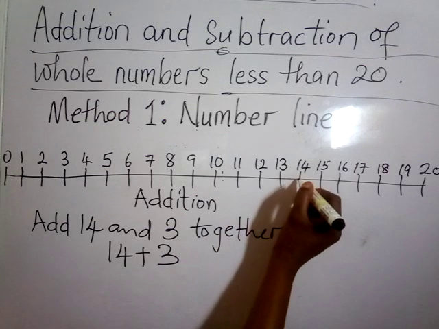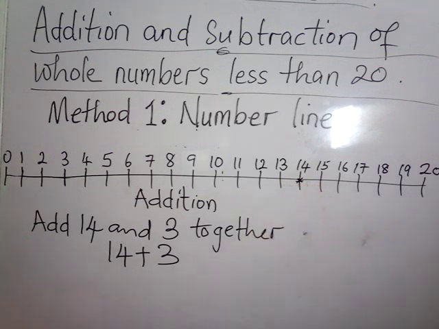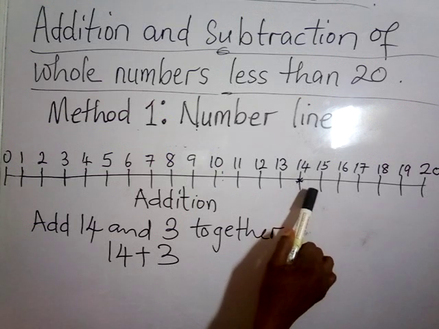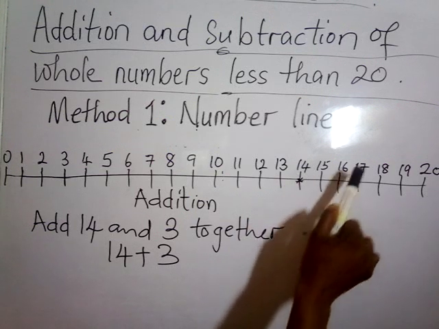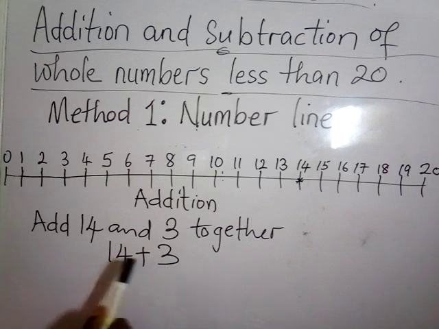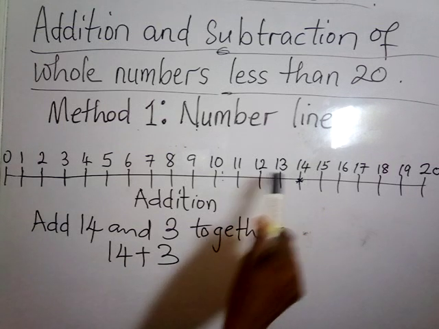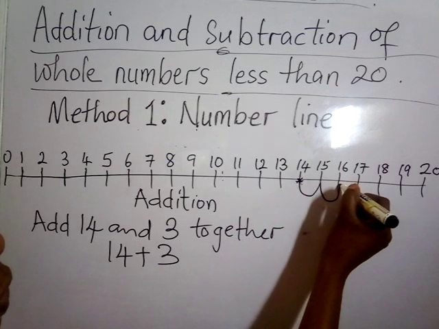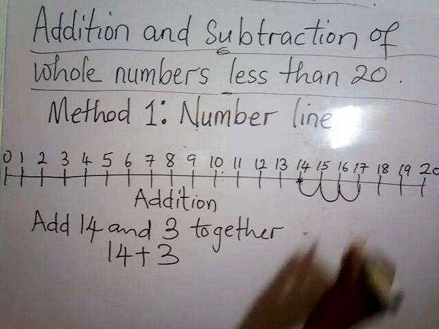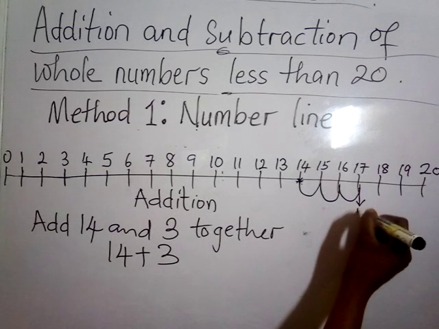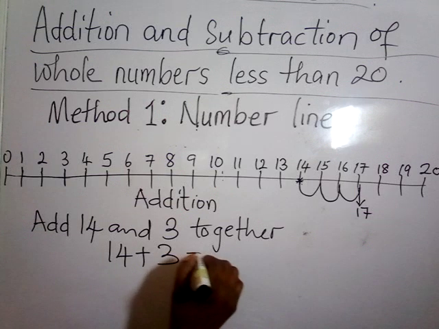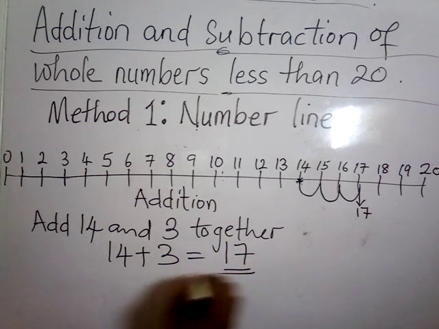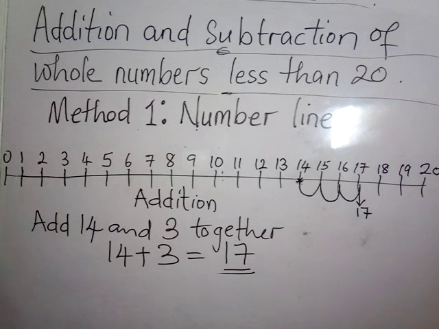Take note of where your 14 is. So this is where 14 is, right? And it says 14 plus 3. So what you simply do is, from that point of 14, you move 3 steps forward, because the number you are adding to 14 is 3. So from 14, you move 3 steps forward. 1, 2, 3. So we are landing at the point 17. That means 14 plus 3 is 17. Interesting, isn't it? I love this method.